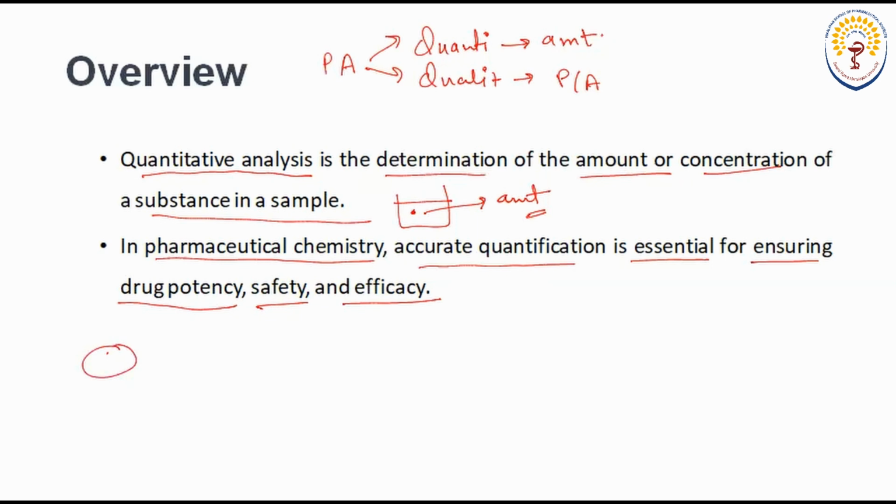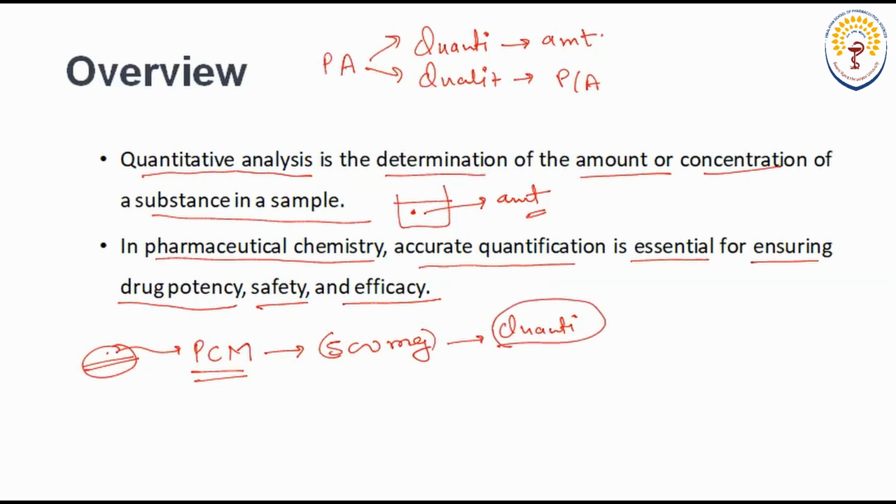Let us say there is a tablet, a pharmaceutical formulation in which there is a drug, say paracetamol, and this has to be 500 milligram in the sample. Now when you perform quantitative analysis, you will check whether paracetamol is 500 mg or not. You know that paracetamol is present in the sample, but you don't know the amount of paracetamol in the tablet. Now when you perform qualitative and quantitative analysis, you will come to know how much PCM is present in the tablet.